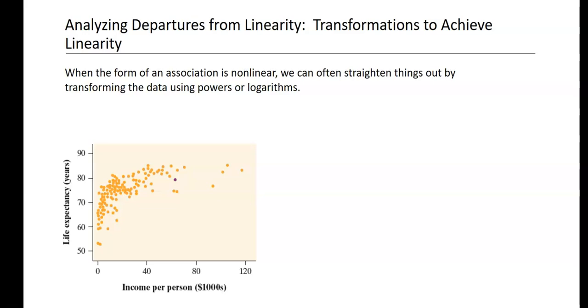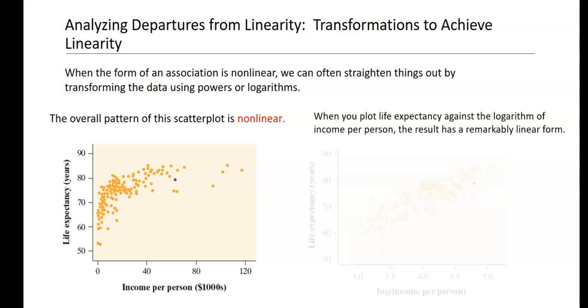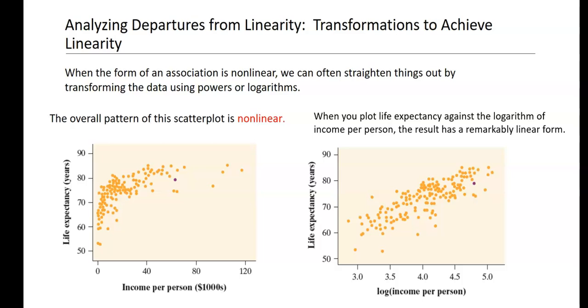This is kind of a weird place we're at, where we want to take the data that's there and make it straight-ish. It may not be perfect, but something straighter than a curved line. So sometimes you can do that. You can see this plot is clearly nonlinear. But when you take, in this case, the log of the x value, look what happened.